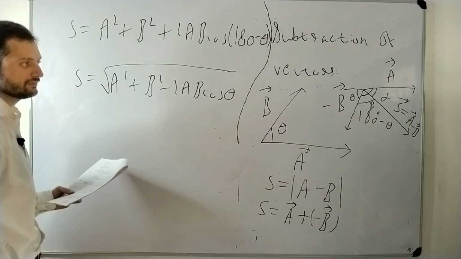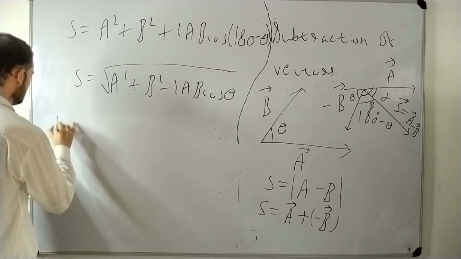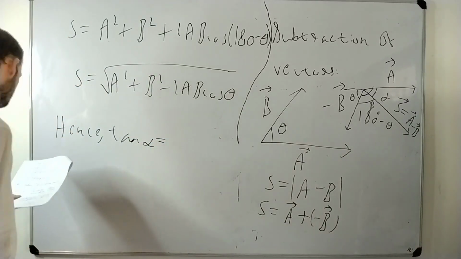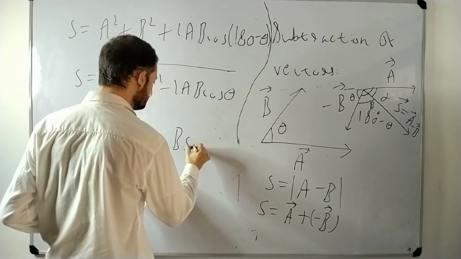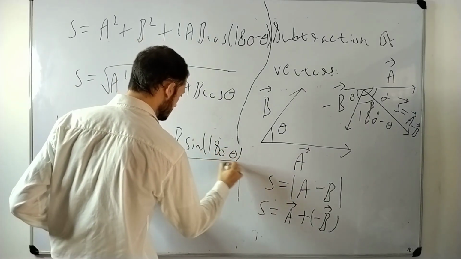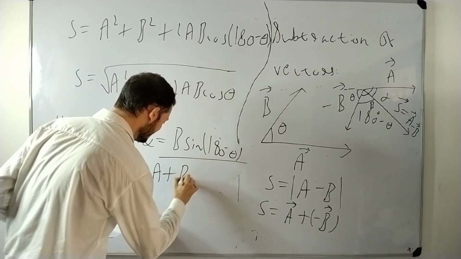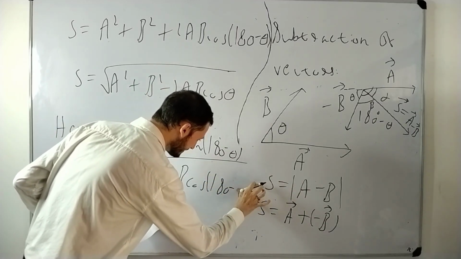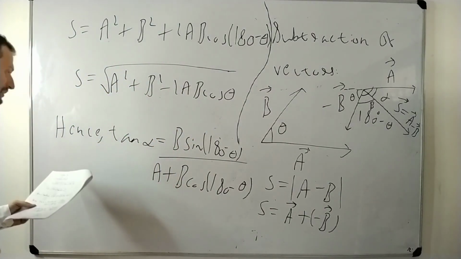Again, the question arises, what is tan alpha, tan beta? Hence, I would write tan alpha as what, students? B sin 180 minus theta upon, and what? So we don't know. A plus B cos 180 minus theta. Same thing, no, students, same thing I would write, but only the minus theta would come. Oh, sir, we have now understood.